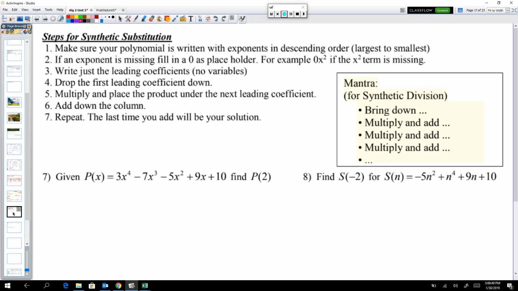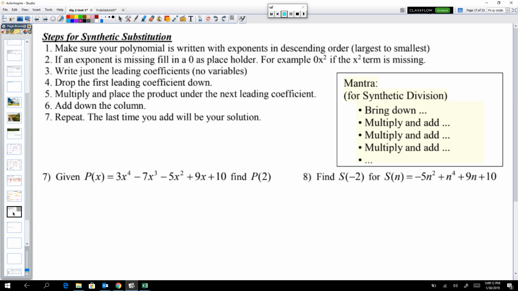First, make sure your polynomial is written in descending order. So make sure that you have the highest power on the x all the way to the left, and then it counts down from there. If you have a missing term in the list, so if you have an x to the 4th term but not an x to the 3rd term or so on, you'll place a 0 in as a placeholder, and I'll show you how that happens.